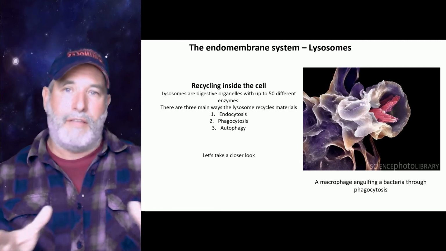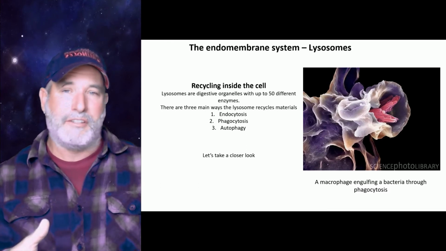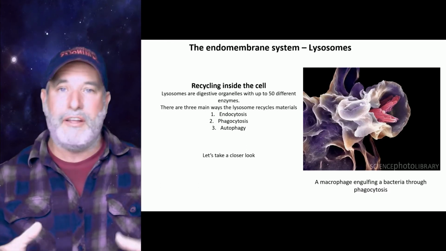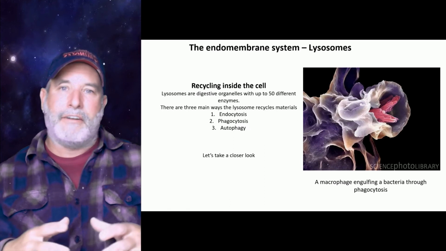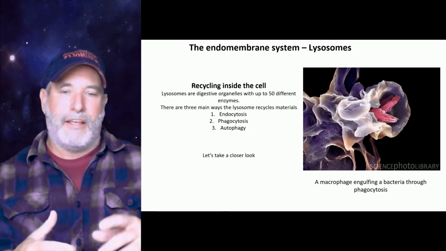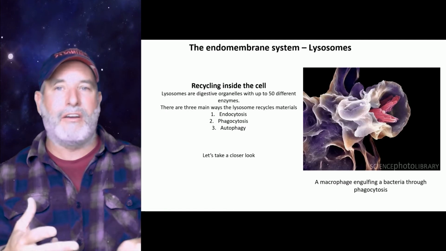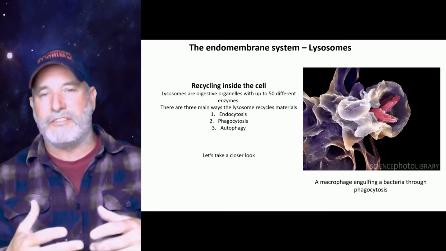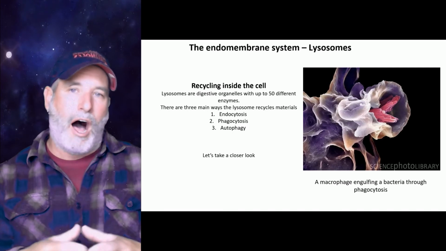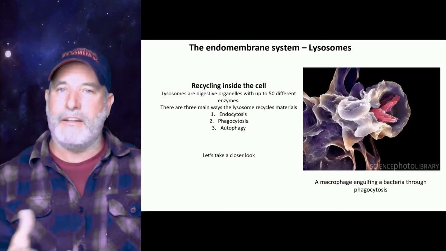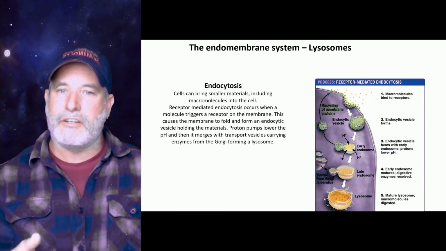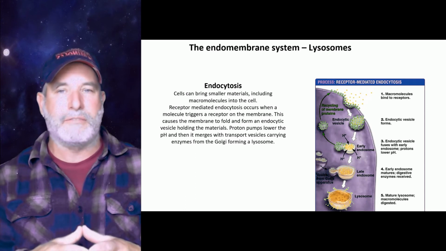Now, they have 50, 60 different types of enzymes, like nucleases and proteases and lipases. And there's different ways they do this. They can do endocytosis, which is usually small things, phagocytosis, which is a type of endocytosis but for larger stuff, and then autophagy, which means self-eating. So let's take a closer look here, starting with endocytosis.